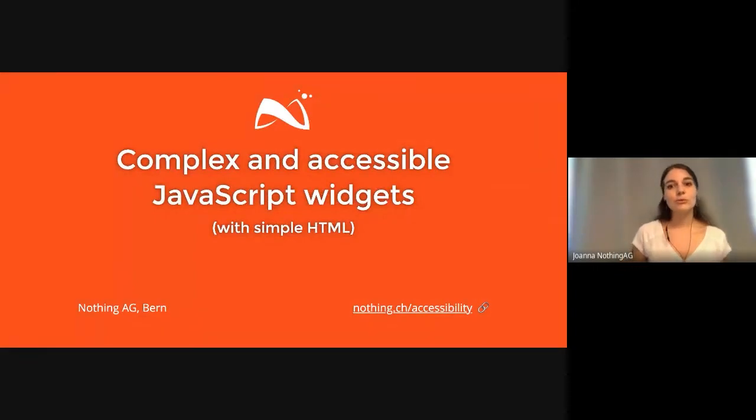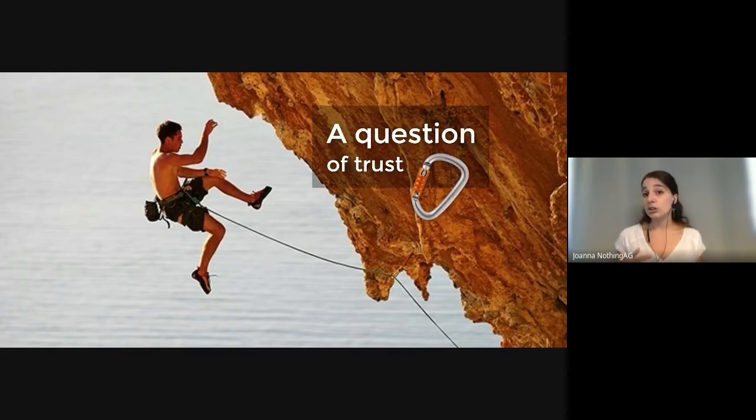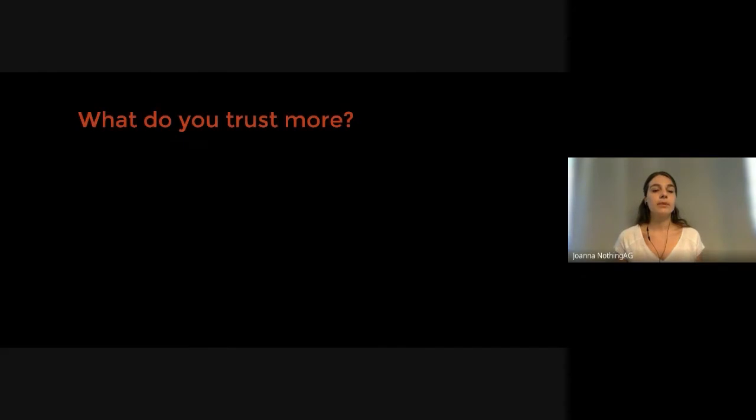Now, let's move on to a more code-based part by talking about complex and accessible JavaScript widgets with simple HTML. So in this picture, you can imagine that the climber is pretty confident, even if he's falling. Indeed, he knows that the rope will do what it's supposed to do and keep him attached to the mountain while he's falling. That's basically a question of trust, and that's a fundamental concept on which our highly complex and interconnected world relies.